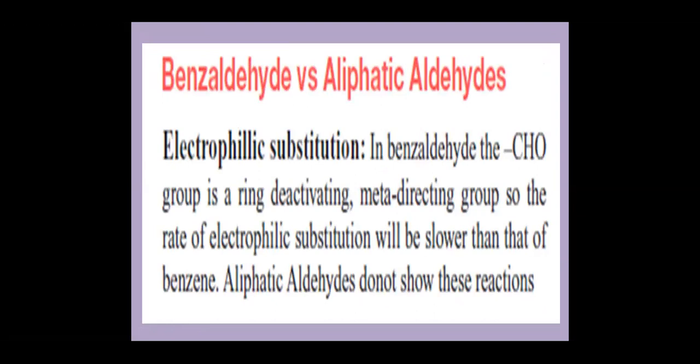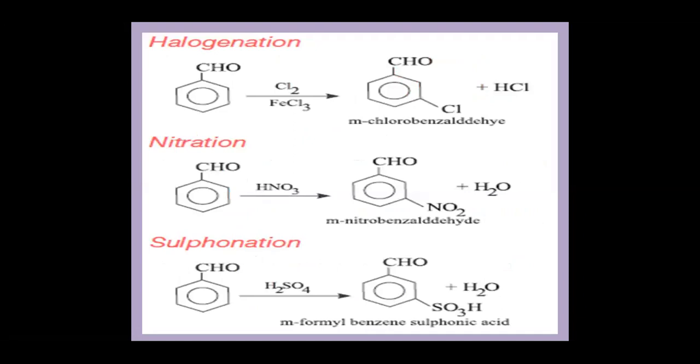Benzaldehyde versus aliphatic aldehydes. Electrophilic substitution. In benzaldehyde, the CHO group is a ring deactivating, that is meta-directing group. So the rate of electrophilic substitution will be slower than that of benzene. Aliphatic aldehydes do not show electrophilic substitution reactions. Halogenation. Benzaldehyde on halogenation, such as chlorination in the presence of ferric chloride, can give meta-chlorobenzaldehyde. Benzaldehyde on nitration can give meta-nitrobenzaldehyde. Sulfonation of benzaldehyde can give meta-formyl benzene sulfonic acid, since the CHO group is a meta-directing group.